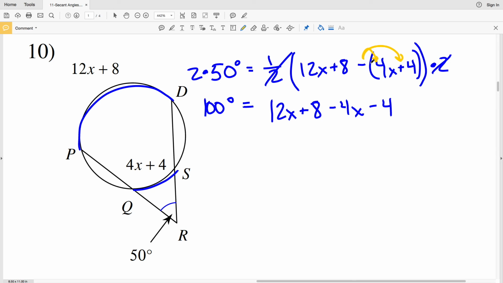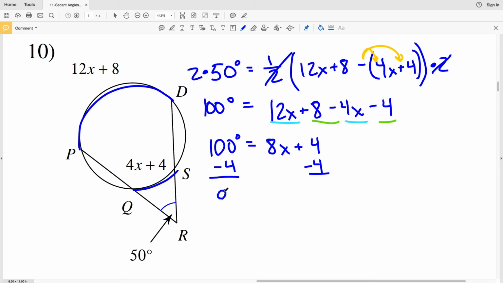So it'll be 12x plus 8 minus 4x minus 4. And I had to distribute that because since this entire arc is subtracted, this 4 will also be subtracted, not just the 4x. So I'll combine 12x and minus 4x, and then I'll combine 8 and minus 4. So 100 degrees will equal 12x minus 4x, which is 8x, plus 8 minus 4, which is 4. I'll subtract 4 from both sides to get that 96 is equal to 8x. And when I divide by 8, I'll get that 12 is equal to x. So 12 is my final solution in this video.